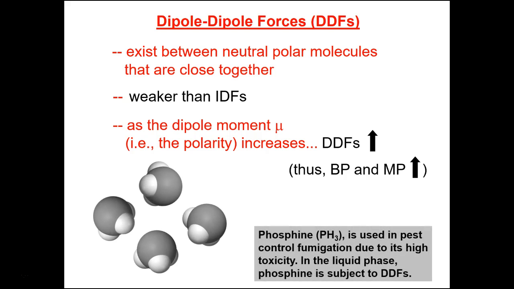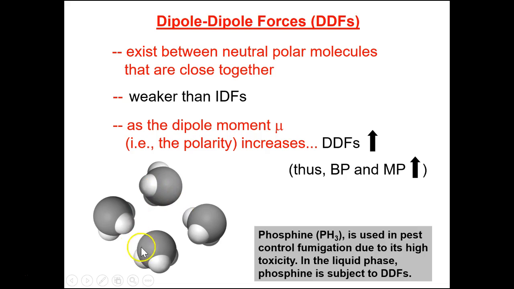Phosphine is used in pest control fumigation due to its high toxicity. It's a liquid phase. Phosphine is subject to DDFs because the phosphorus is more electronegative and the hydrogen is not. So the phosphorus has a pseudo-negative charge, whereas the hydrogen has a pseudo-positive charge. We get a dipole moment where we have negative up here where the phosphorus is, and positive down here where the hydrogens are.